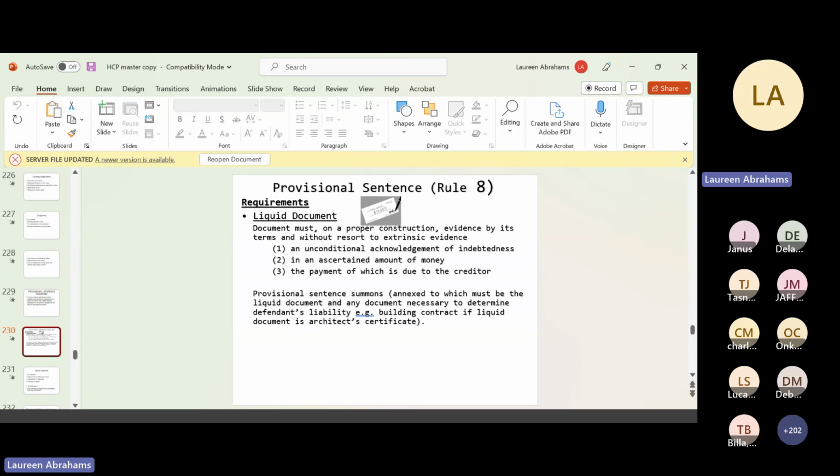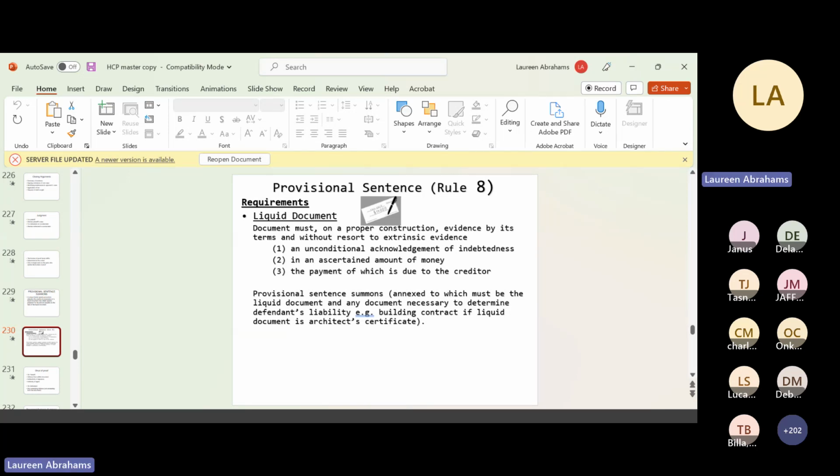And now I'm talking to the plaintiffs. So the defendant owed you money and paid you with a check, and the check bounced. I don't know if people still use checks these days, but let's say that. Paid you with a check and the check bounced. So now you want to claim. You don't have to go through all the procedures. You use provisional sentence summons. You have the liquid document. Now you must have the original liquid document.